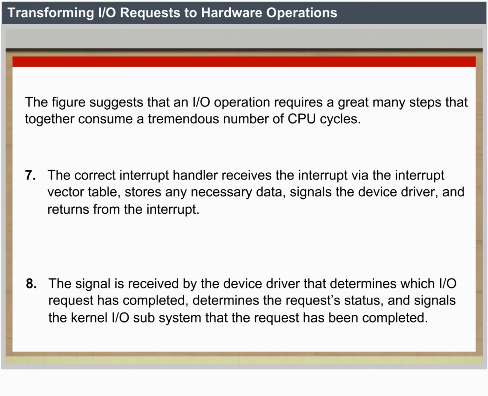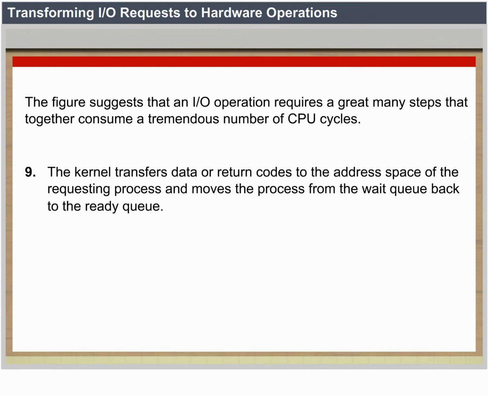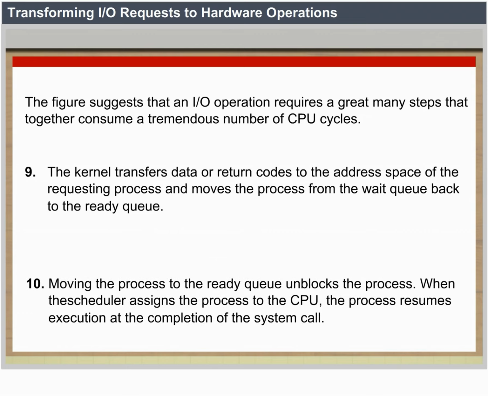The kernel transfers data or return codes to the address space of the requesting process and moves the process from the wait queue back to the ready queue. Moving the process to the ready queue unblocks the process. When the scheduler assigns the process to the CPU, the process resumes execution at the completion of the system call.